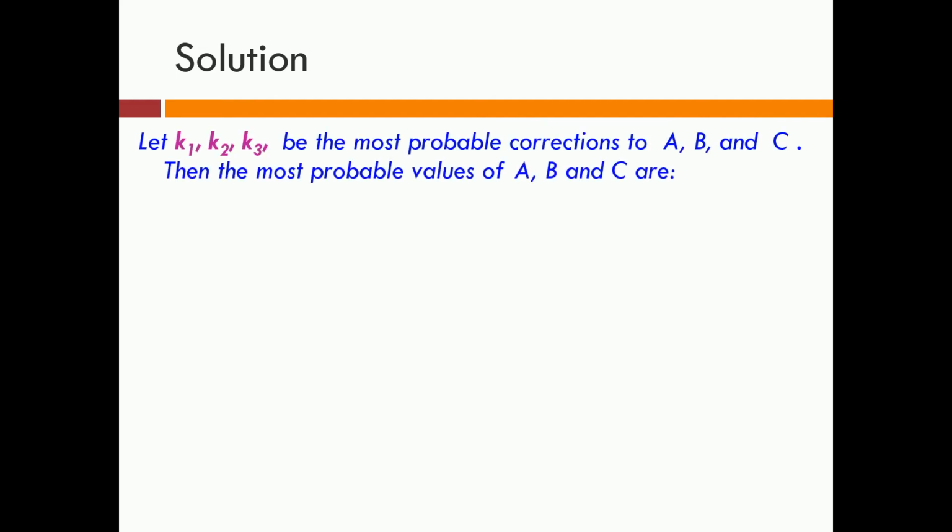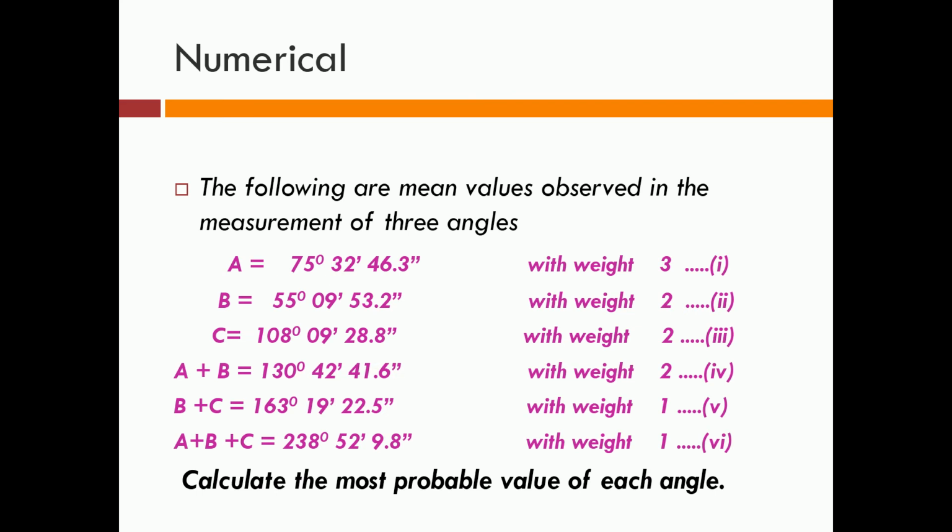First, let K1, K2, K3 be the most probable corrections to A, B and C. Why K1, K2, K3? Because this numerical involves only three unknown quantities A, B and C. Three angles are measured by different combinations. Individual observations are taken for A, B and C.